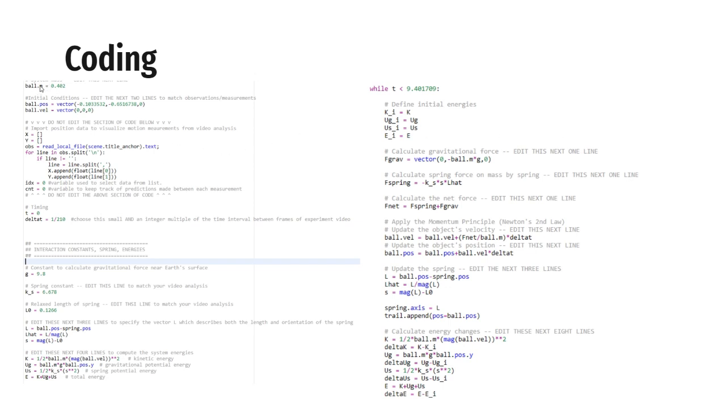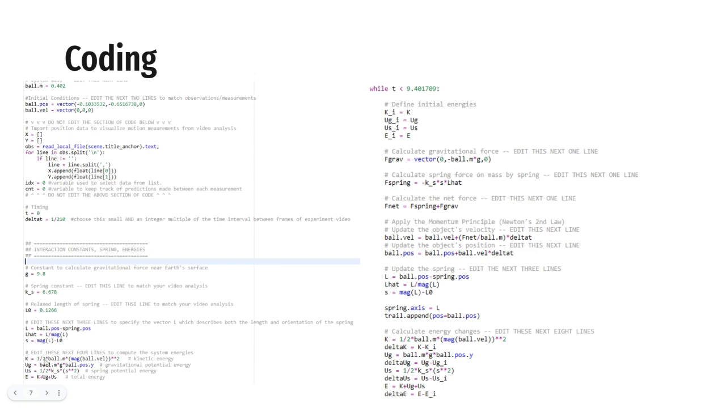So for coding, I plugged in the mass and the initial position here, then kept the delta t the same from the code given. These two I plugged in from the numbers from the calculations, and these all right here are solved from the formulas given for us in the class.